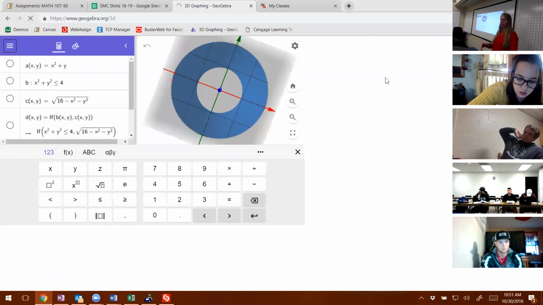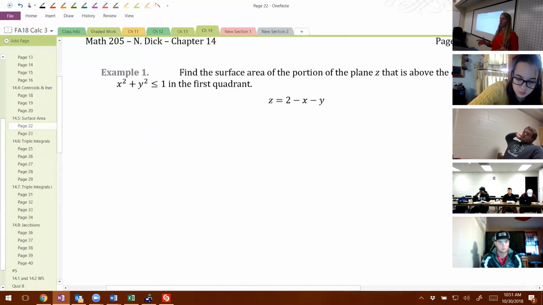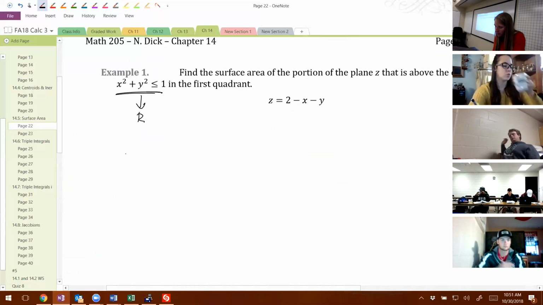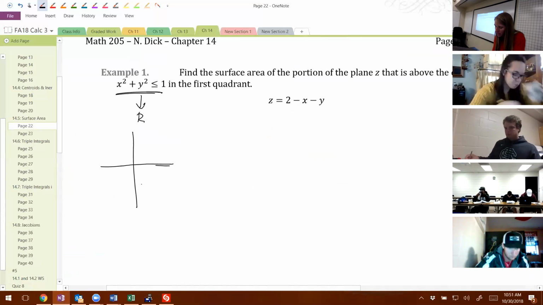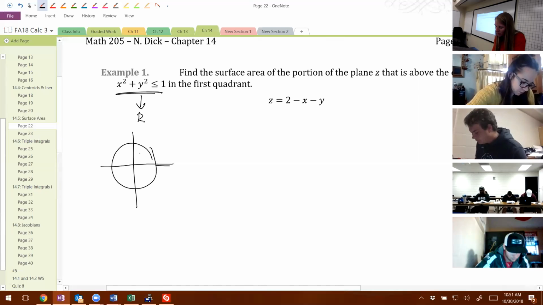It is just a plane. 2 minus x minus y is just a plane. But they tell us we're doing it over that circle in the first quadrant. So this piece right here, this is describing our region. And that's fairly easy to think about the graph of that, just a circle with a radius of 1. And since we're in the first quadrant, we are just talking about this little section right here.